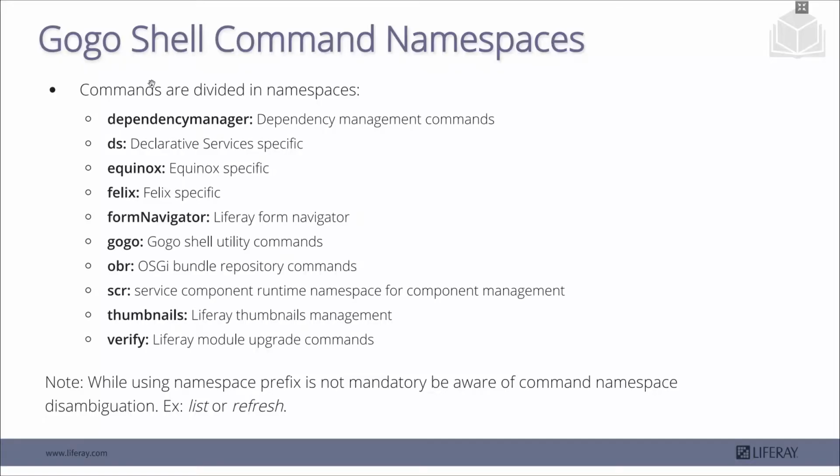One other thing to note is that each of these different namespaces may have a common command. For example, you might have an SCR list as well as an OBR list and maybe a verify list. So we may have three different list commands, but each one of them may belong to its own respective namespace. If we're using a command that may exist in multiple namespaces, we have to declare that namespace. For example, scr:list if I want to use the SCR list, or obr:list if I want to use OBR list.